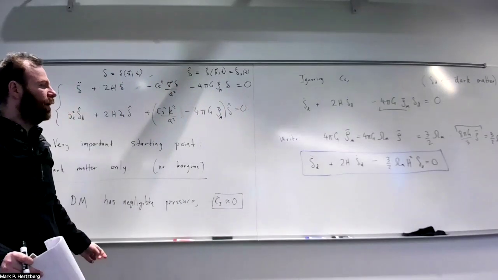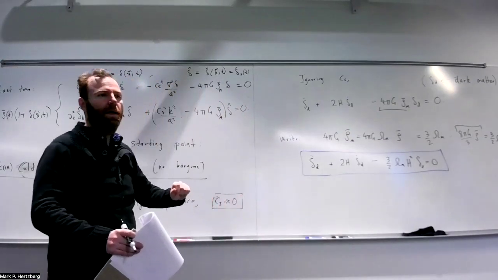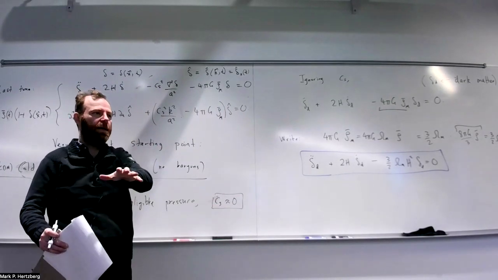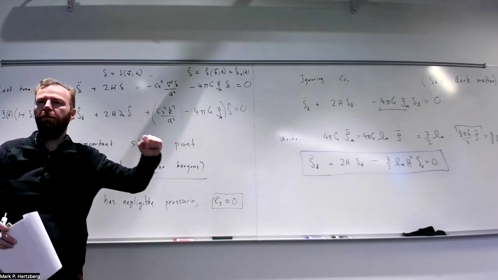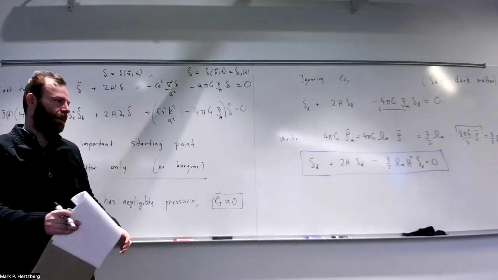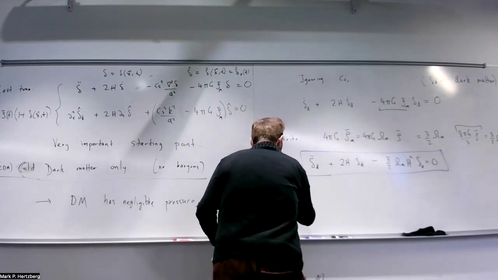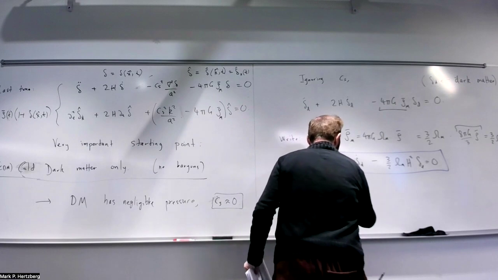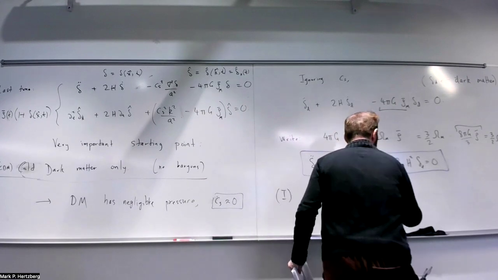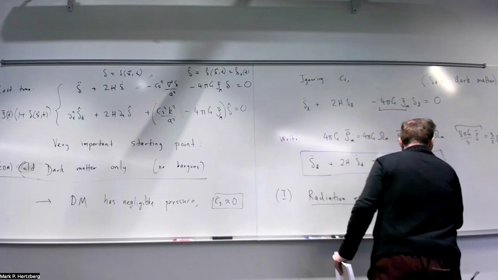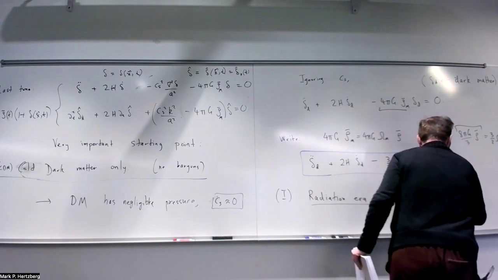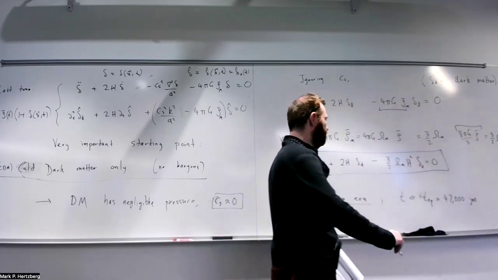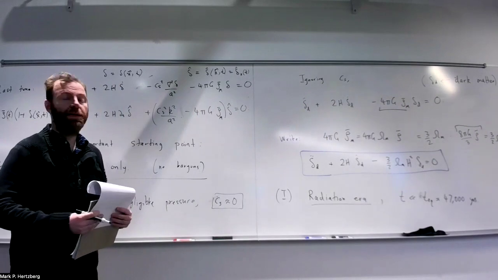All right, but on the board, what we're going to do is solve it analytically in three important cases: deep in the radiation era, deep in the matter era, deep in the dark energy era. And we can kind of hook these onto one another. Okay, so step one is the radiation era. So that's T much less than T equality, which is 47,000 years. Let's solve this equation in that era.